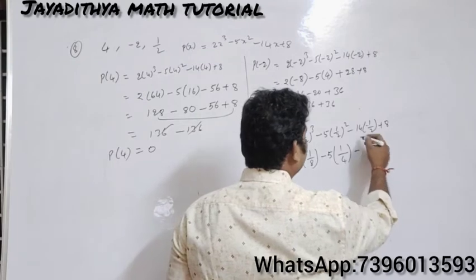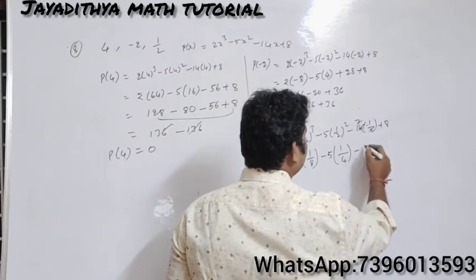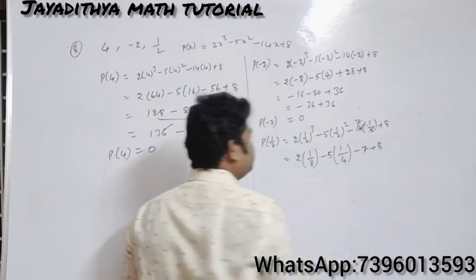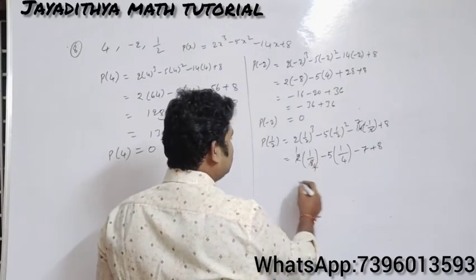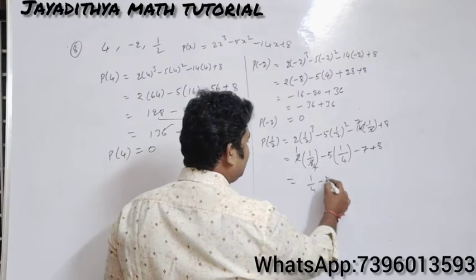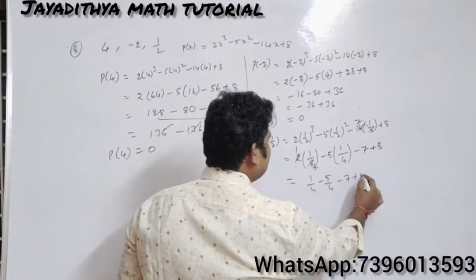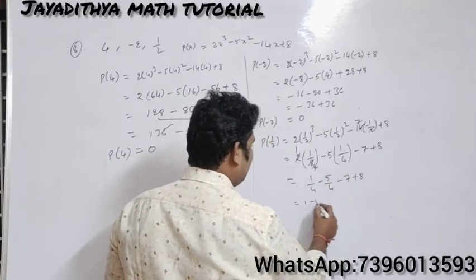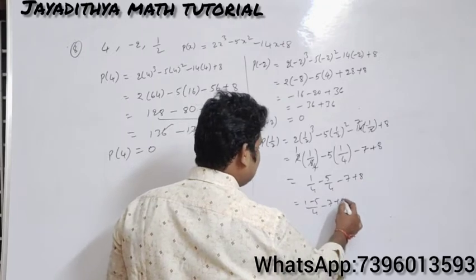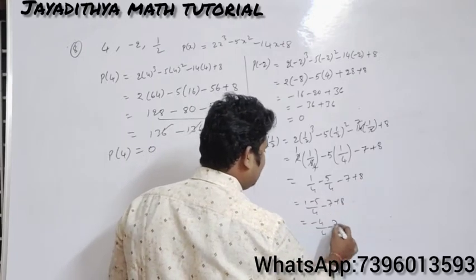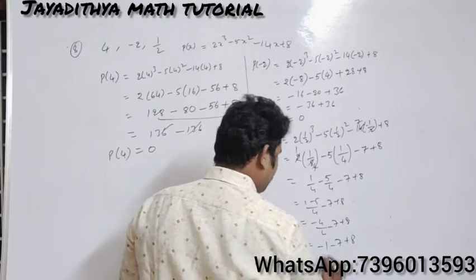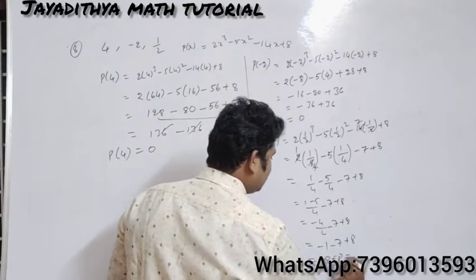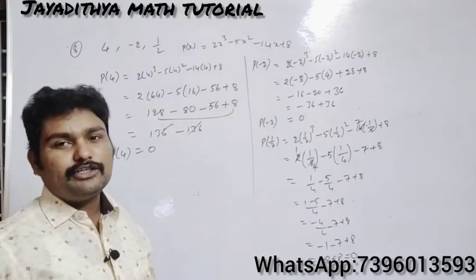Minus 14 by 2 means you can cancel like this, 2 ones are 2, 2 sevens are 14, so this is minus 7 plus 8. Now you can also cancel this one, so this is equal to 1 by 4 minus 5 by 4 minus 7 plus 8. So this will be equal to 1 minus 5 by 4, minus 7 plus 8. So this is minus 4 by 4 minus 7 plus 8. This is equal to minus 1 minus 7 plus 8. So here it is minus 8 plus 8, which is equal to how much? 0.